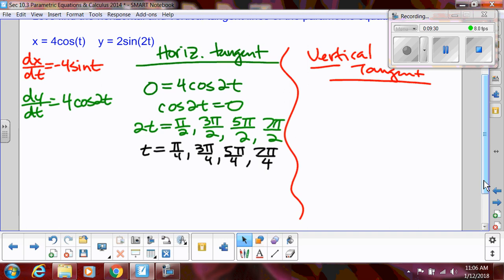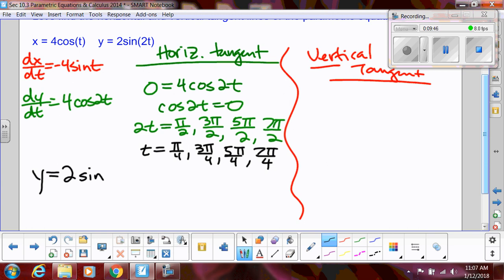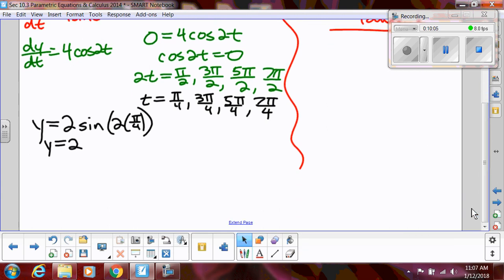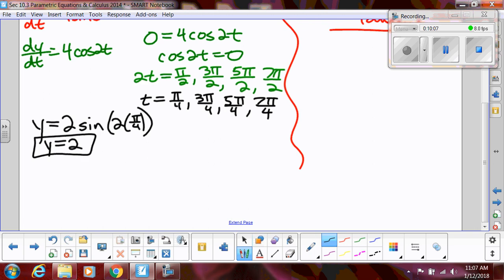All right, so what I mean is we're trying to find a horizontal tangent that's going to be in the format of y equals something. So I want to have y equals, I'm using my y of t, my parameter, 2 sine of 2t. So we're doing 2 times, okay, if I do pi over 4, that's going to be pi over 2. So 2 sine of pi over 2, which would just be 1. So this is y equals 2. If I do the same thing, so that would be a horizontal tangent.